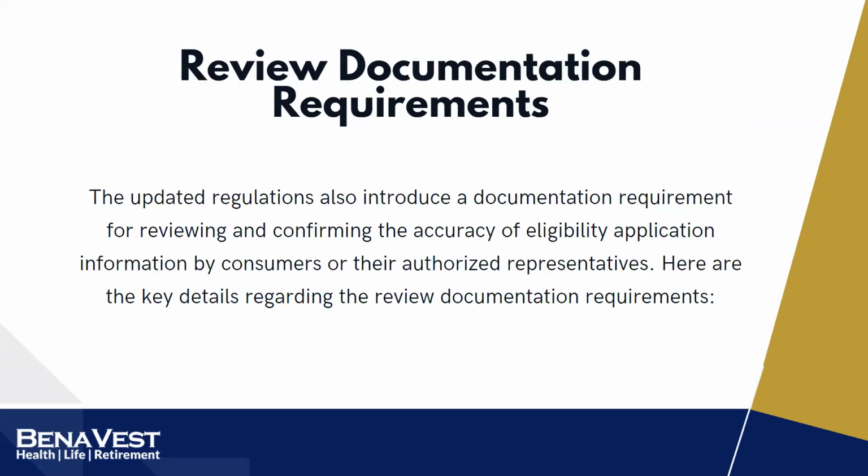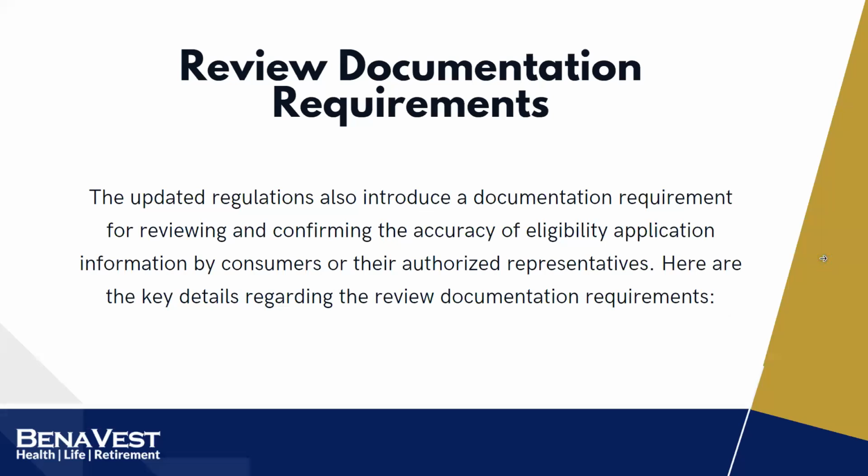Review documentation requirements. So another item needed. The updated regulation also introduced a documentation requirement for reviewing and confirming the accuracy of eligibility application information by consumers or their authorized representative. This does not mean when you go over the eligibility results, you have to get their consent. This just means that you're verifying and reviewing the accuracy of their information in order to input it into the application to get the eligibility.